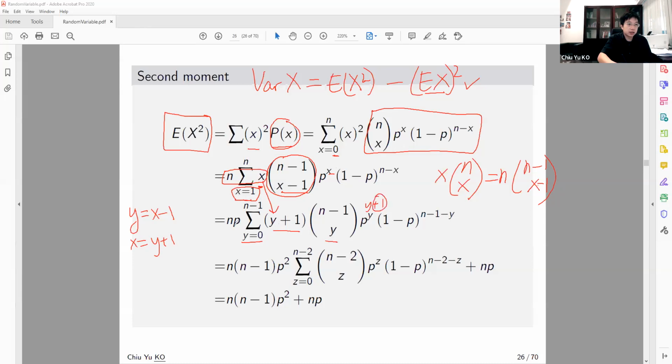But this 1 comes out here, that's why it's p here. Okay, I just do some trick here. x equal to y plus 1. That's why everything is replaced with a trick.